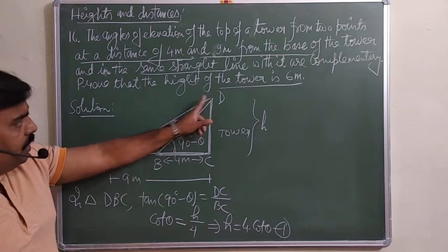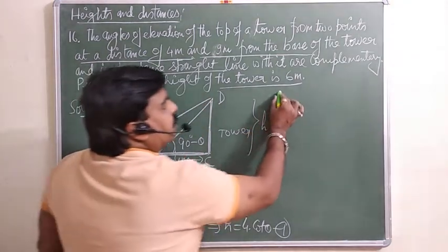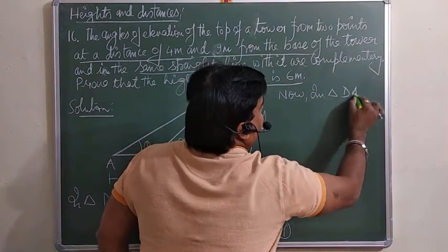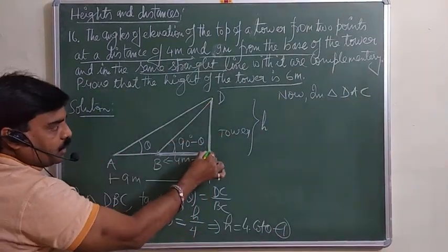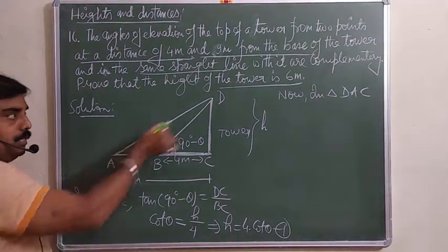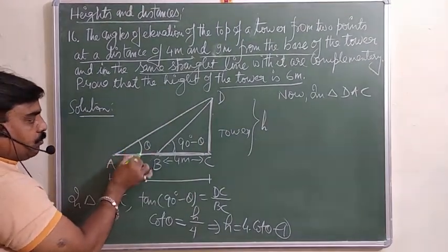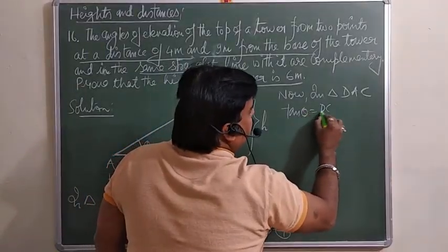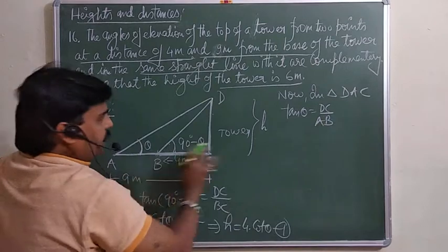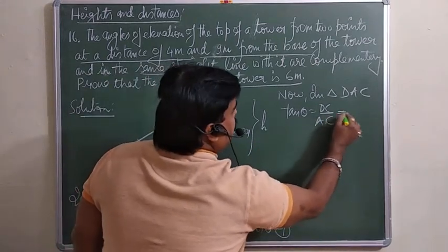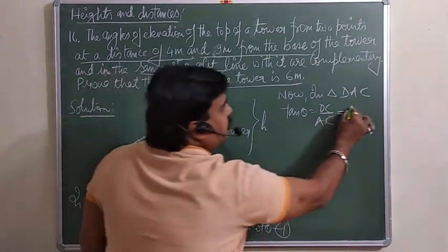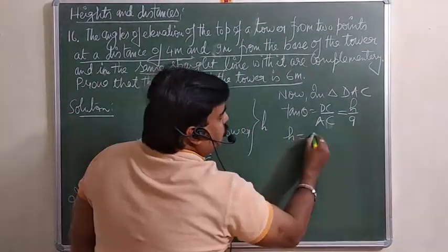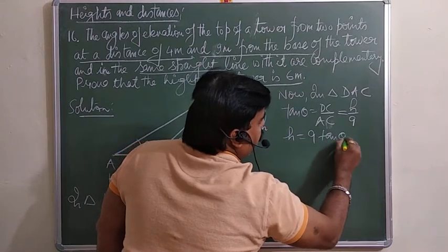Now you can take in triangle DAC. Again we are interested in this one. This base is already given. So perpendicular over base, that is tan. So you are supposed to take the tan for this angle. So that is tan theta is equal to DC over AC, and DC is what? Already we assume h, and this is given 9. You can do the cross multiplication. You will get h is equal to 9 tan theta. This is your equation 2.